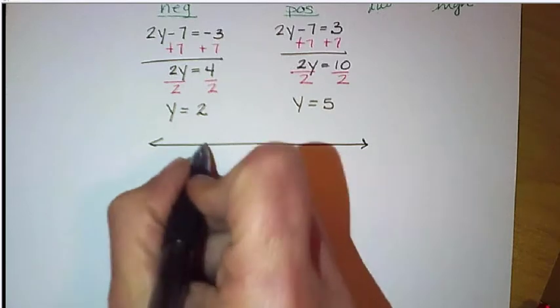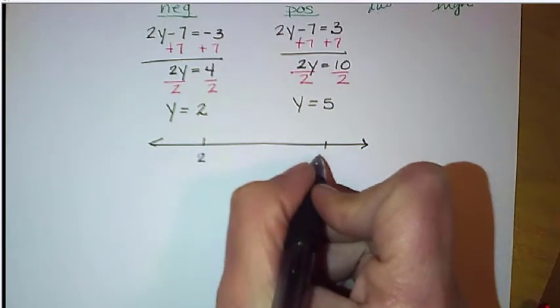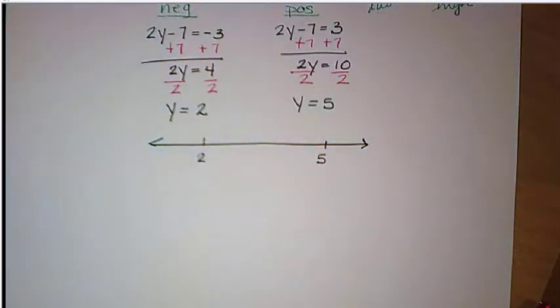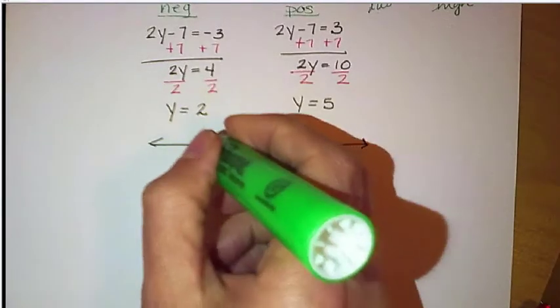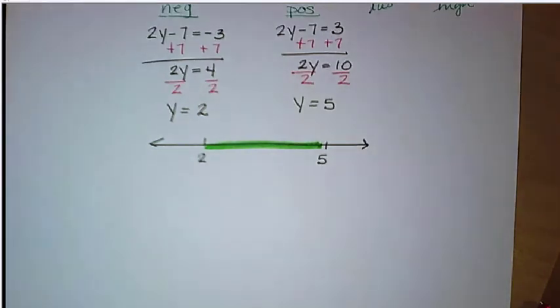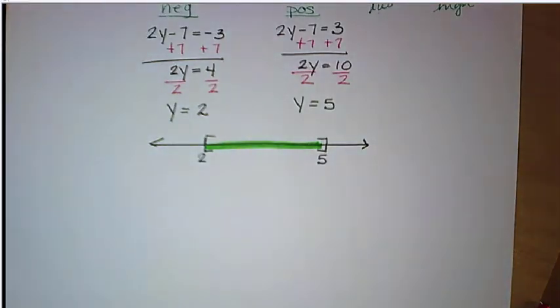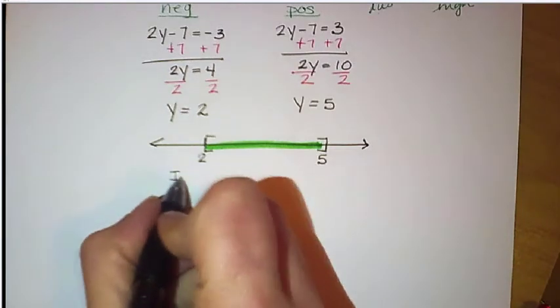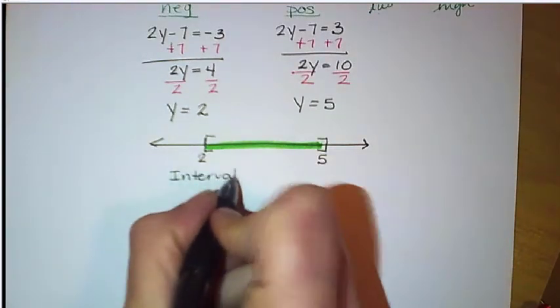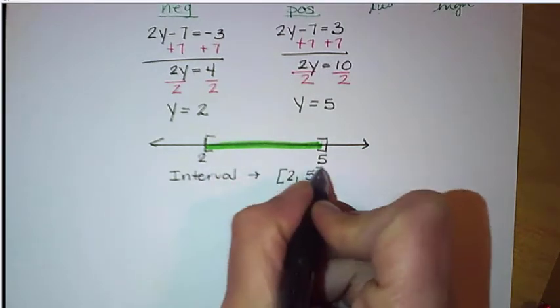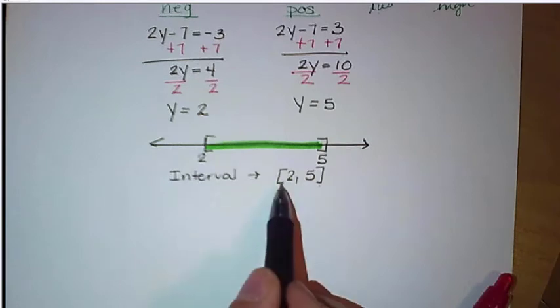So again, here's our low value at 2, our high value at 5. Remember, because we're doing a less than, this problem is going to be shading between the two numbers. So we're going to shade from 2 to 5. And then because we are less than or equal to, we have a bracket at 2 and a bracket at 5. So now from our graph, we can very easily tell what our interval notation is going to be. So we're going to go from 2 to 5, putting a bracket on either side of our interval notation.